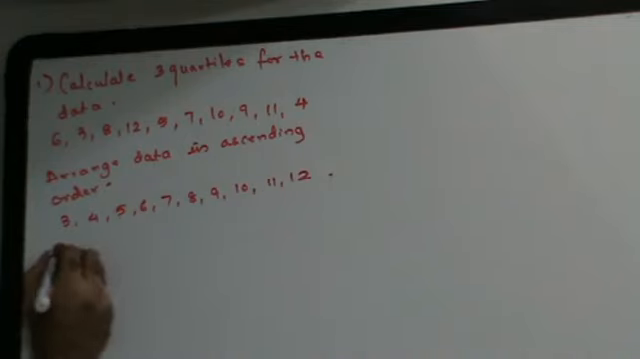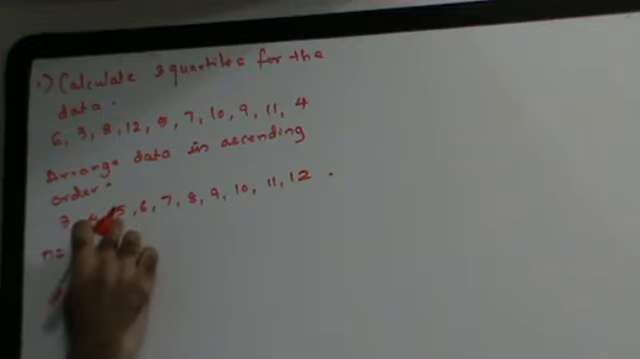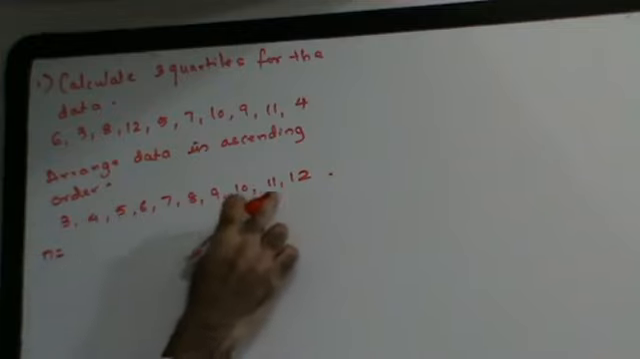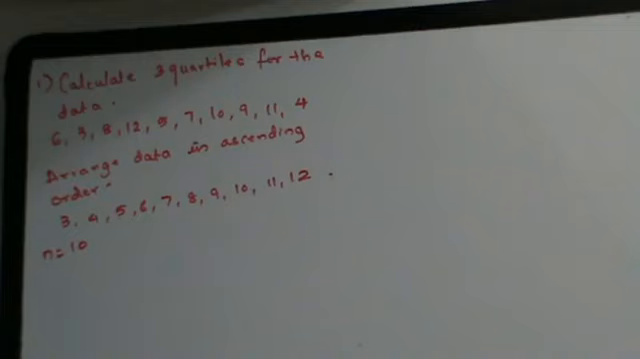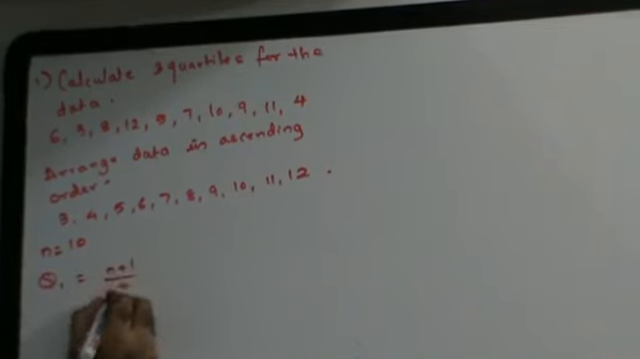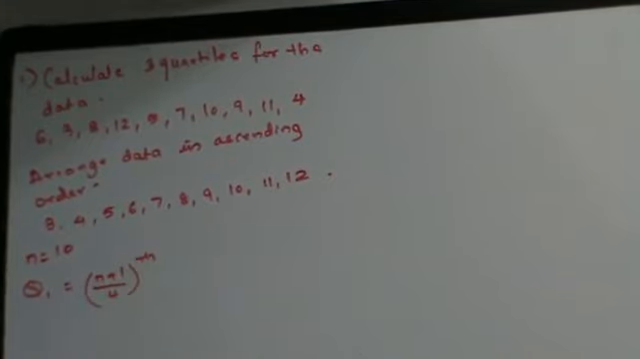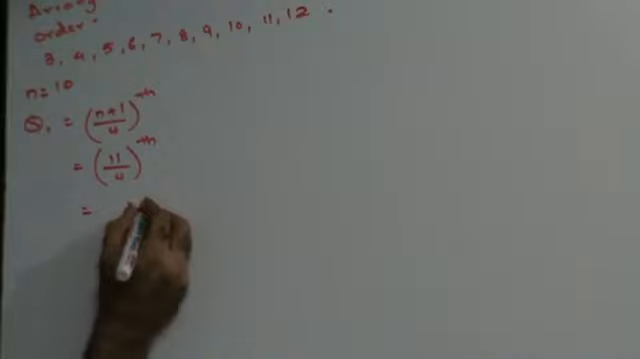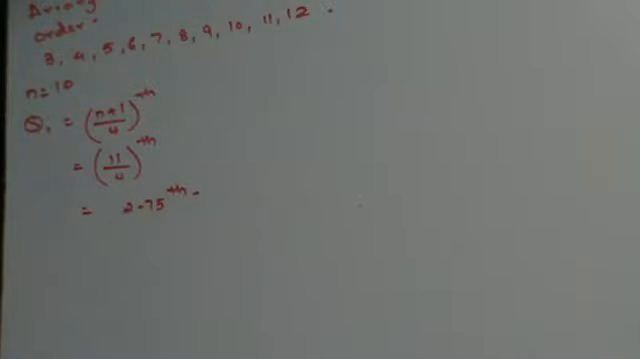Now the number of elements in this are 1, 2, 3, 4, 5, 6, 7, 8, 9, 10. There are 10 elements in this. So in that case, I can say that first quartile, Q1, is given by the formula (n plus 1) upon 4th term. N is 10, so this is 11 upon 4th term, which comes to 2.75 term.